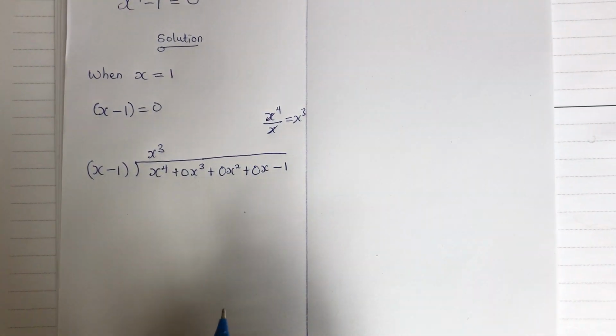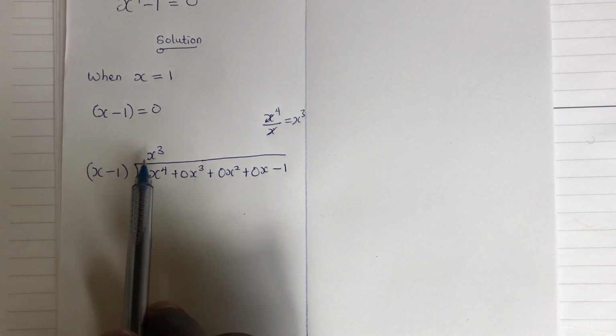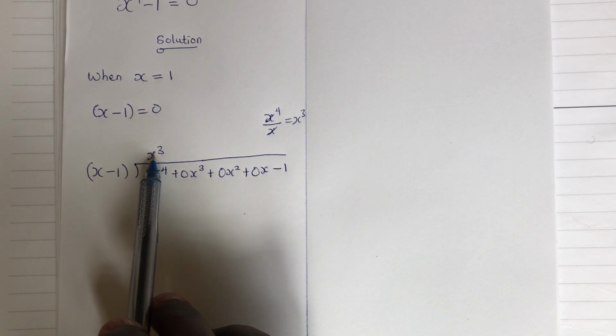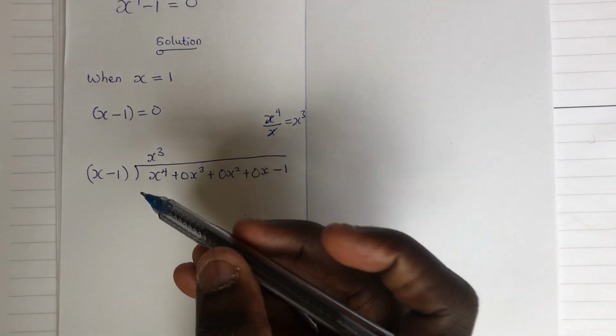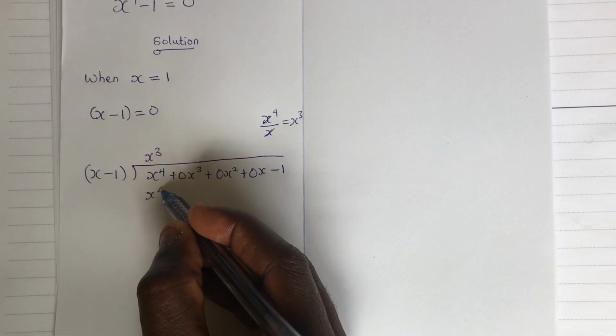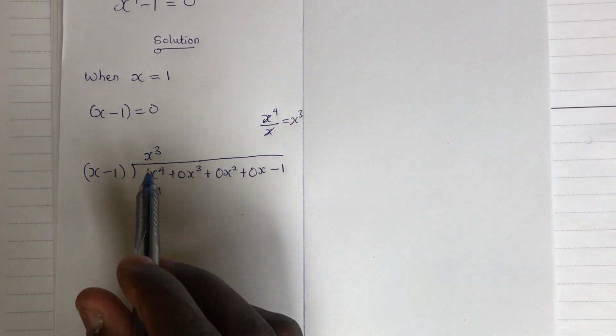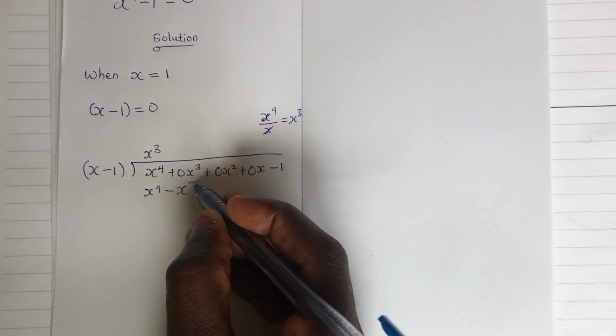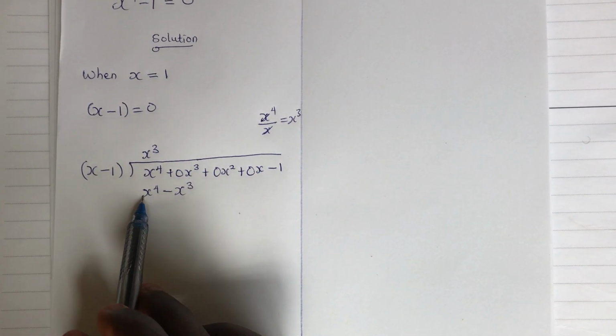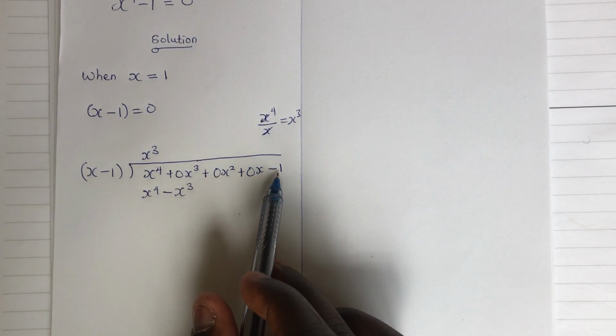Now, x cubed times x. Use the result you have gotten to multiply the divisor. So x cubed times x will give us x to the power 4. Now, x cubed times 1 will give us minus x cubed. Now, we are about to subtract this result from our dividend.